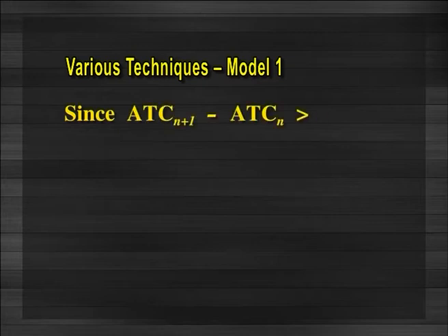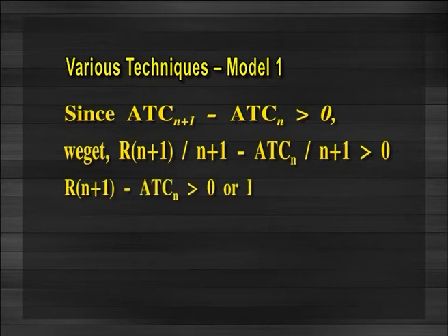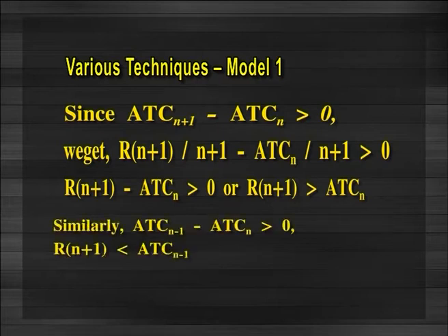Since ATC of n plus 1 minus ATC of n is greater than 0, we get R of n plus 1 by n plus 1 minus ATC of n by n plus 1 greater than 0. R of n plus 1 minus ATC of n greater than 0, or R of n plus 1 greater than ATC of n, which is represented as equation 4. Similarly, ATC of n minus 1 minus ATC of n greater than 0 implies that R of n is less than ATC of n minus 1.